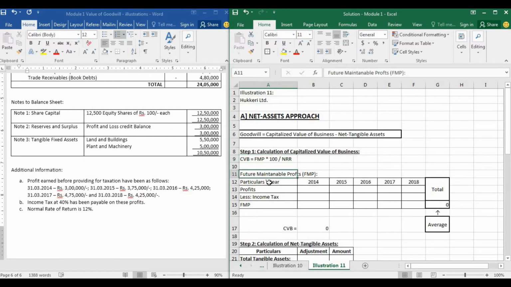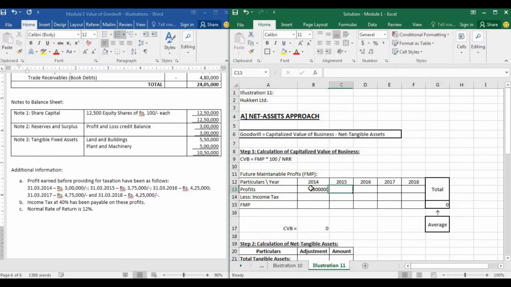We'll have to find out future maintainable profits. I've already drawn the table here for your reference, which was discussed in the previous problem as well, how to use this table. I had given you one more method, which is easier, but I prefer this because here you can incorporate any adjustment that is given in the problem. But for the other method, there are limitations. You can only use that method when you have such adjustments which are applicable to all the years. All right. So let us find out the future maintainable profit by taking the profits of each year.